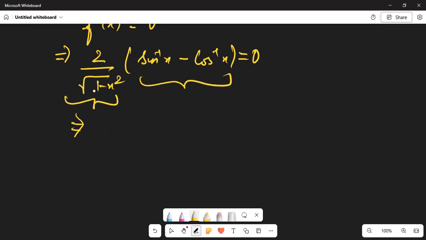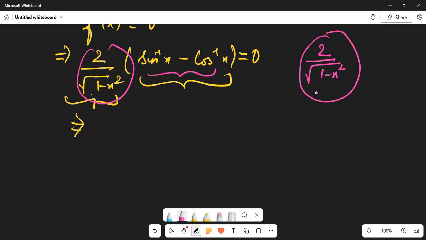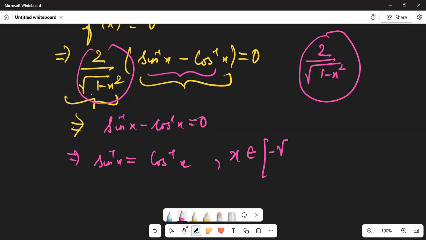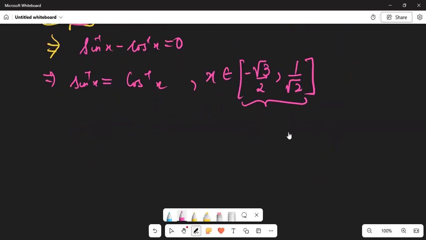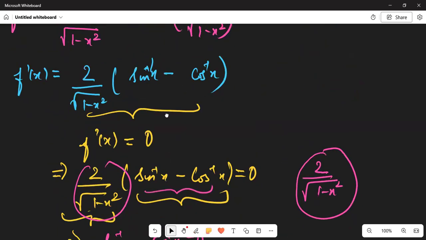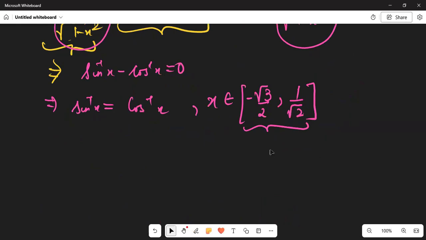This implies either this is 0 or this is 0 or both of these expressions are 0. So can 2 by root 1 minus x square ever be 0? No, it cannot be 0, because for a fraction to be 0, it is important for the numerator to be 0, and this is not happening. So this term is not 0. That means this term has to be 0. This implies sin⁻¹x equals cos⁻¹x, and x is lying between minus root 3 by 2 and 1 by root 2. So we have to find the x for which f prime x equals 0, and we are getting the equation sin⁻¹x equals cos⁻¹x.